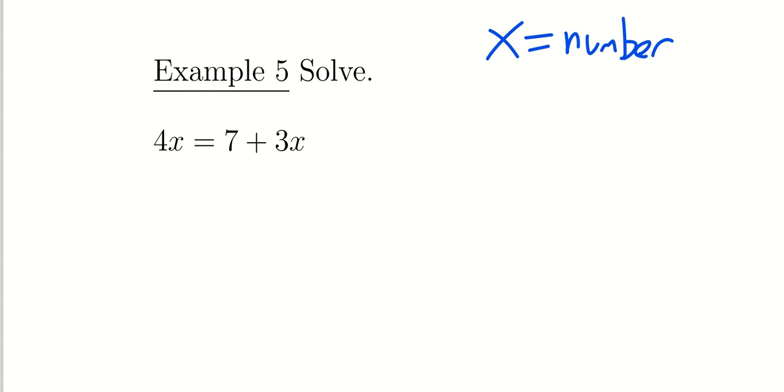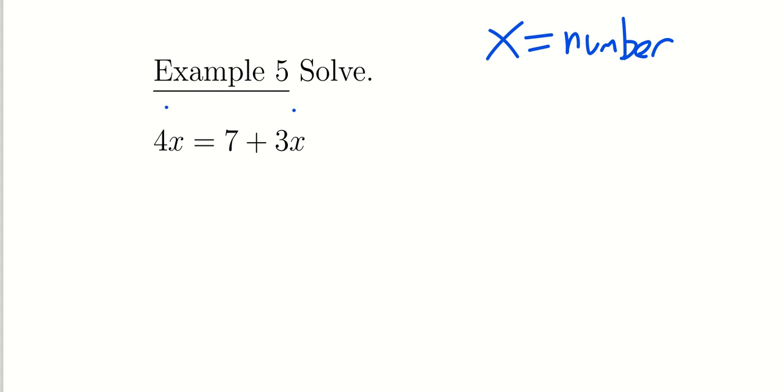In example 5, we have x's on both the left-hand side of the equal sign, and we have x's on the right-hand side of the equal sign. So the very first step we would need to do is move all of our x's to one side. And in general, it doesn't matter which side you choose to move them to. I'm not picky. You can do whatever you think is easiest.